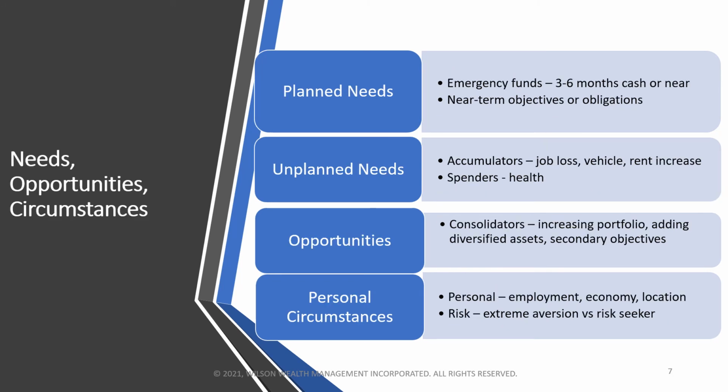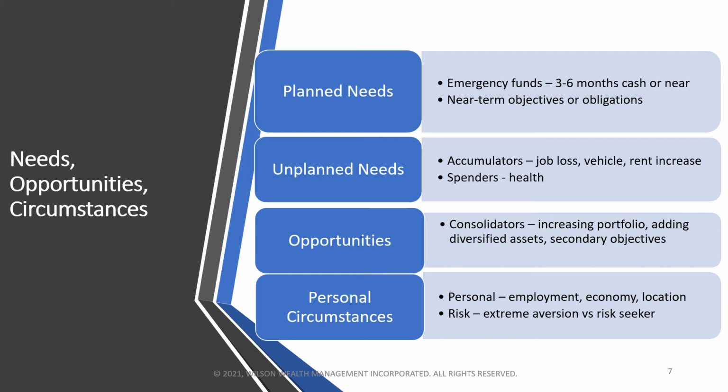Needs, opportunities, personal circumstances. Well, you have plan needs. Again, these cover whether you're an accumulator, consolidator, spender. So again, what are your plan needs? Maybe 3 to 6 months cash is good. Maybe it's not enough. Again, maybe you want to get married in 6 months. Maybe you want to buy a condo in Fort Lauderdale in a year. So you need to look at your own planned needs in the short term and adjust your liquidity accordingly.